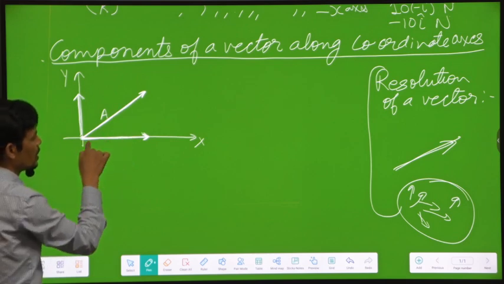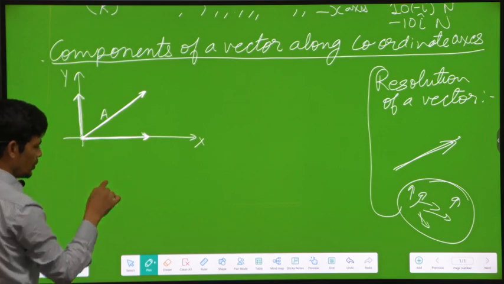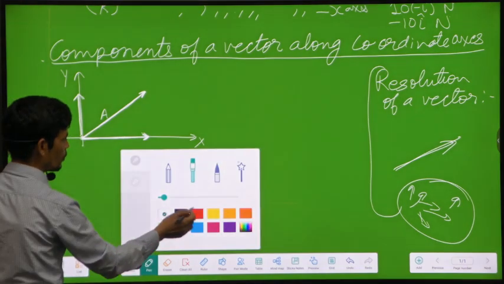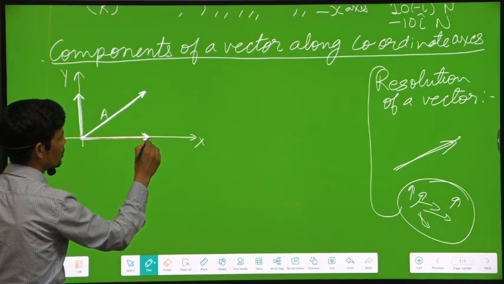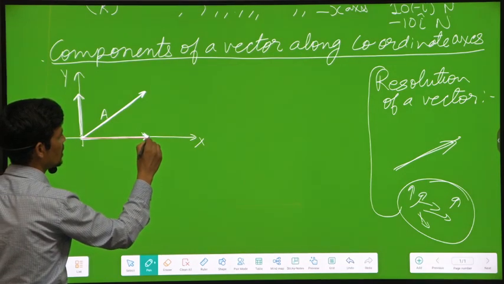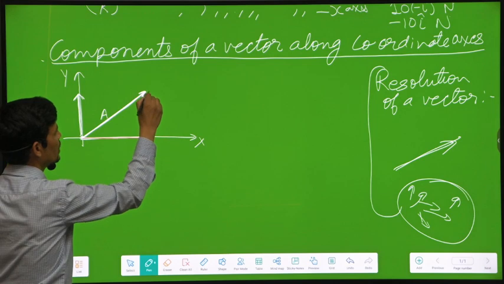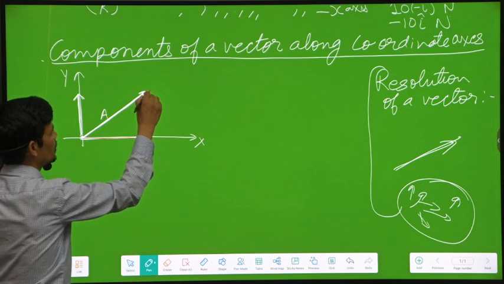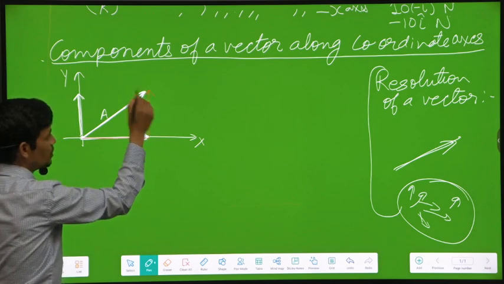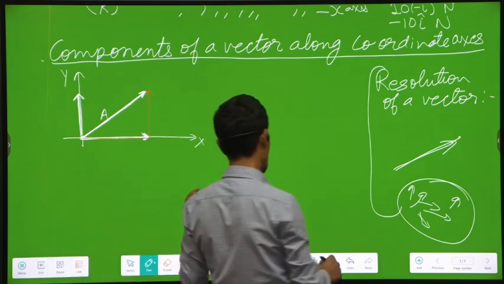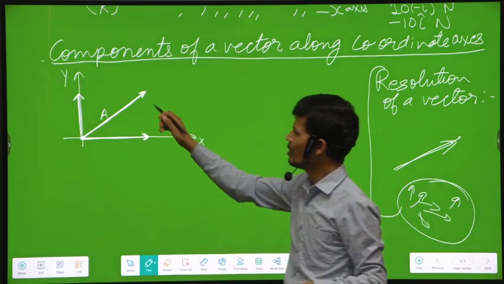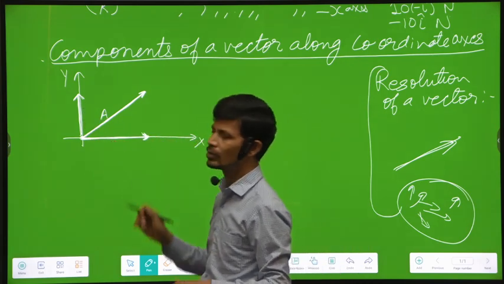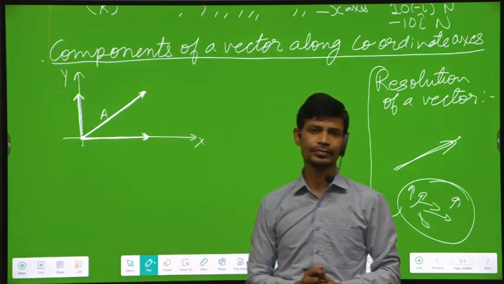This displacement can also be achieved if first we get displaced through this amount of displacement, and then we get displaced through this amount of displacement. Still the result will be the same. So this is what the component means. So we can say we have resolved this vector into two vectors.